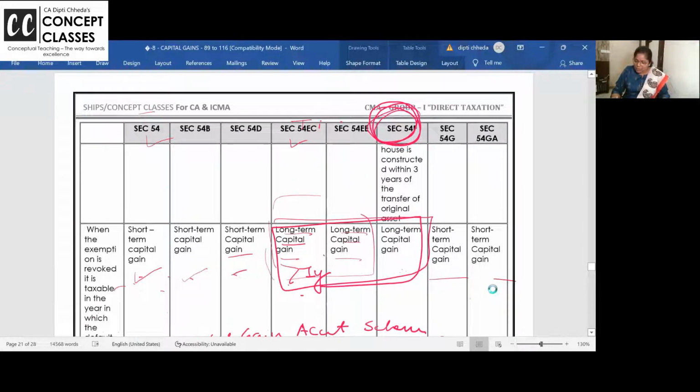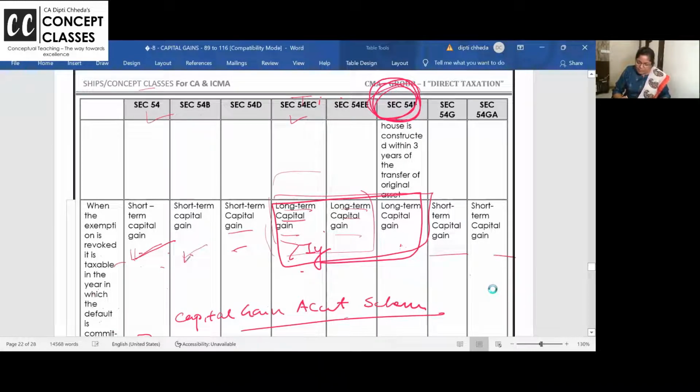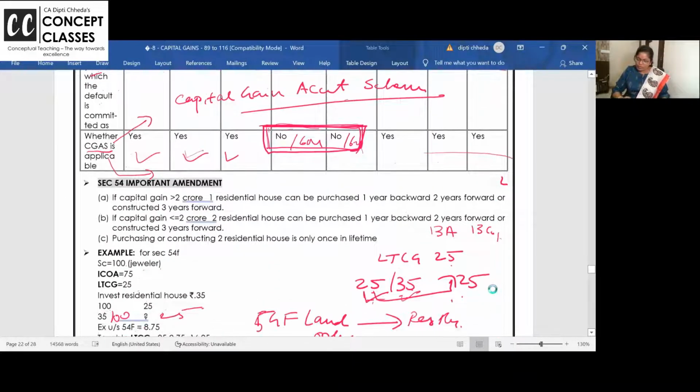Achha, why is it long term? In all the exemptions, if they are revoked or cancelled, it is short term. Why are these two long term? Because what you are selling is a long-term asset, land and building, or any long-term asset. If you sell long term and it is revoked, it will be long term. So only for these three, if revoked, it is long term. In all other cases, it is short term. Clear to all of you?